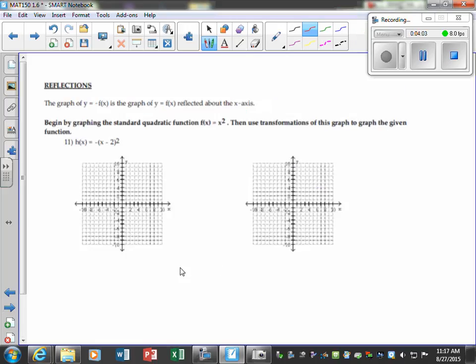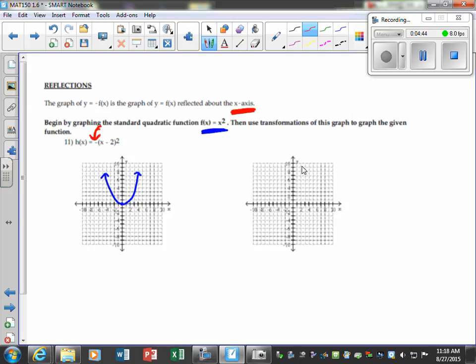Alright, reflections. That's when the graph of y equals negative, which means the opposite of f of x, is reflected about the x-axis. Okay, so when we see this particular negative sign, that means we want to flip it, reflect it about the x-axis. First of all, let's not get too far ahead of ourselves. Let's do our parent graph. Our parent graph goes to the ordered pair 0, 0 and is a parabola right there.